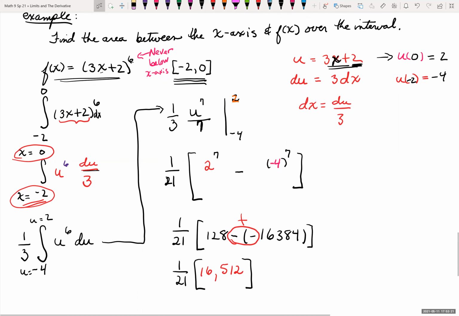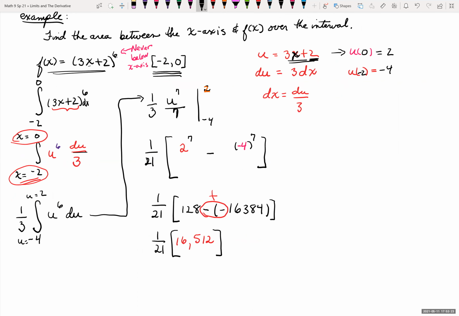Which, if we rounded, this is approximately 786. Let's just round to the whole number. And we're doing area, so units squared.